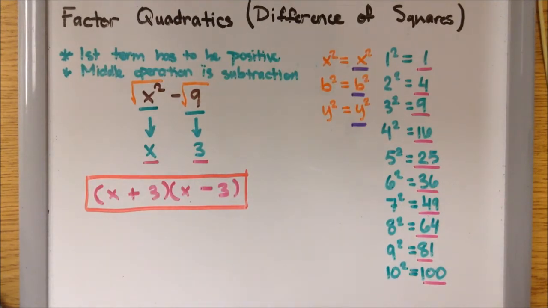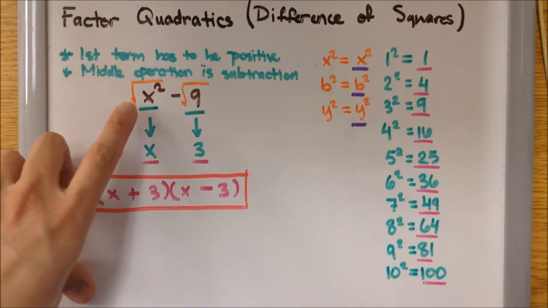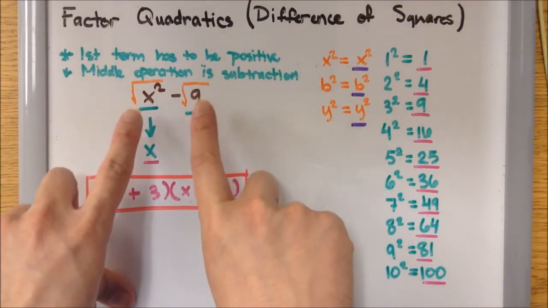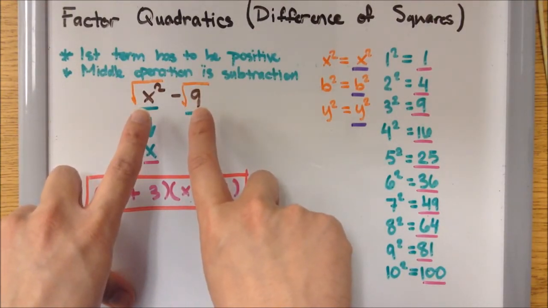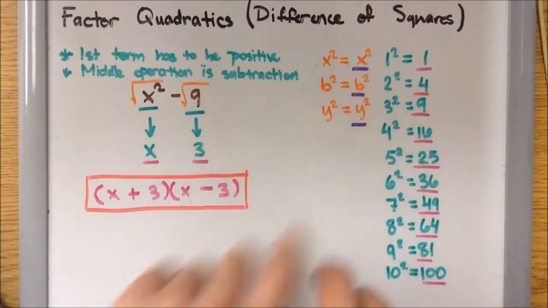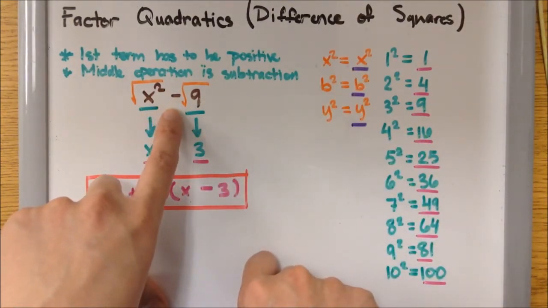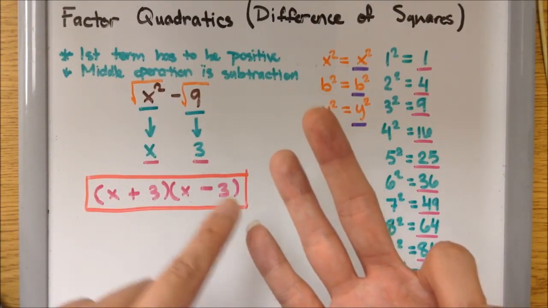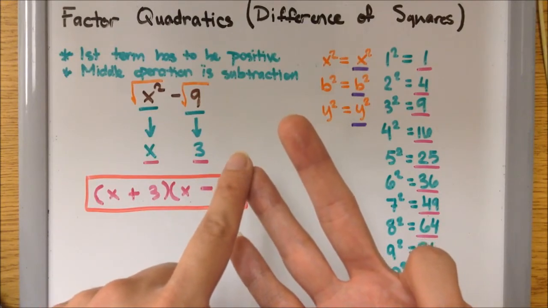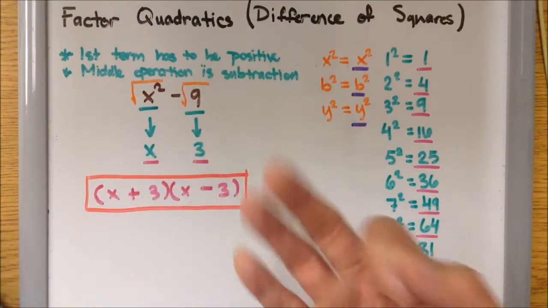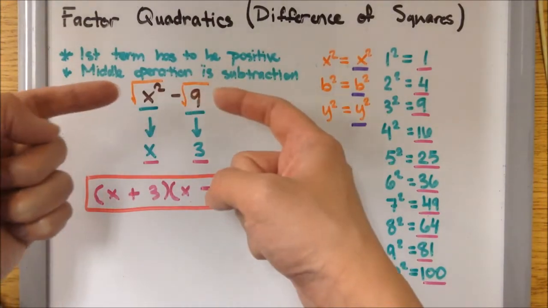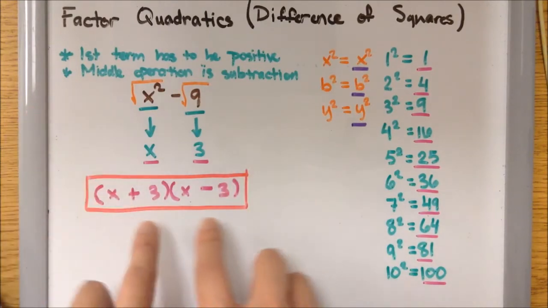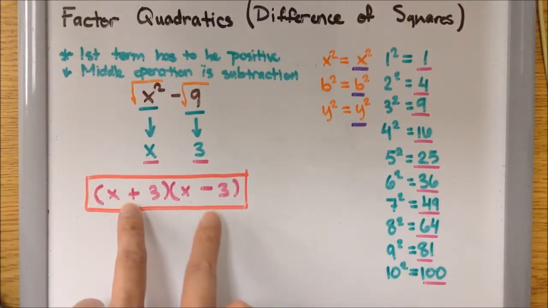So, just to review, first you have to make sure the first term is positive. Next, you have to make sure both the first term and the last term are perfect squares, which we did right there. And the middle operation is a subtraction. So once those three conditions are met, we can take the square roots of both terms, which were x and 3. And then I wrote two sets of parentheses, one plus, one minus.